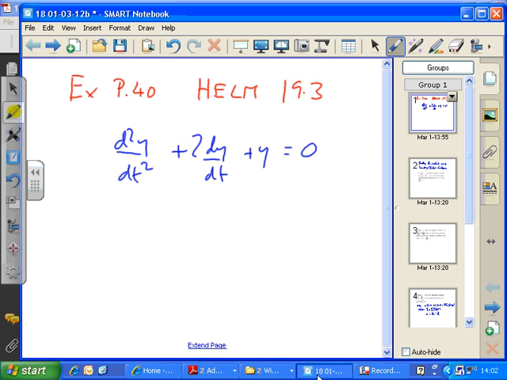Daniel, what would be the auxiliary equation for this one? M squared plus 2m, yeah, plus 1, equals 0. Look at that. Do you remember we were talking this morning, or this early session this afternoon, and also last week about trying to recognize certain forms? Anybody recognize that?